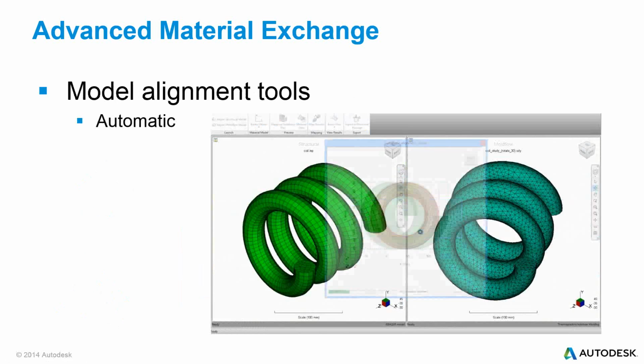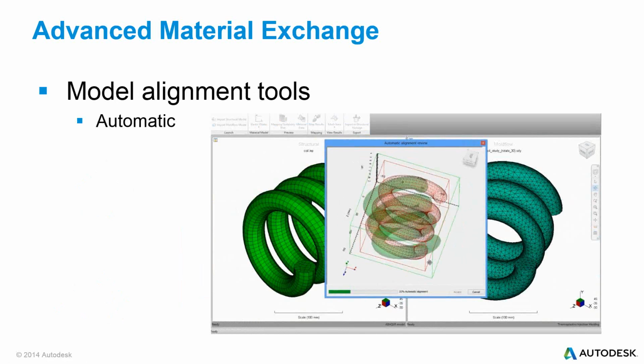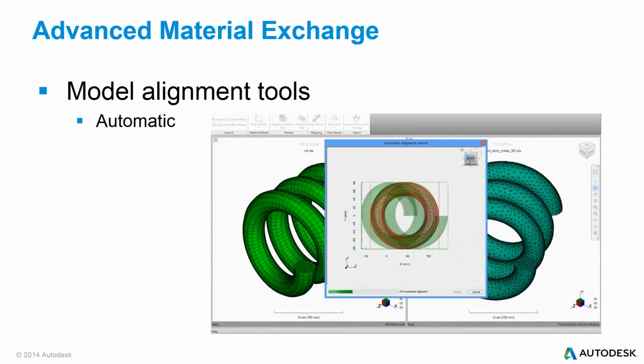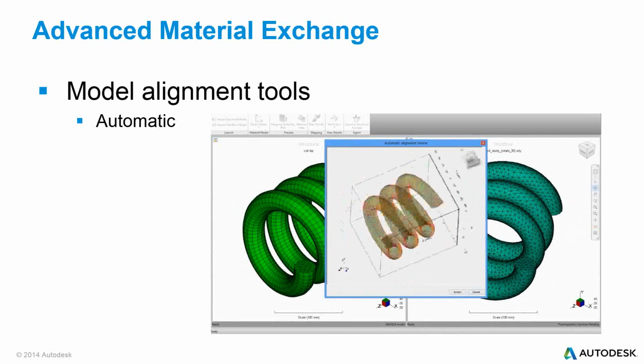One big thing we noticed when we had Project Sundance was that we were missing a few key functionalities. The first of that is model alignment tools. When we released Project Sundance, we were assuming that the two parts were oriented in the same global position or spot. And oftentimes that's not the case.